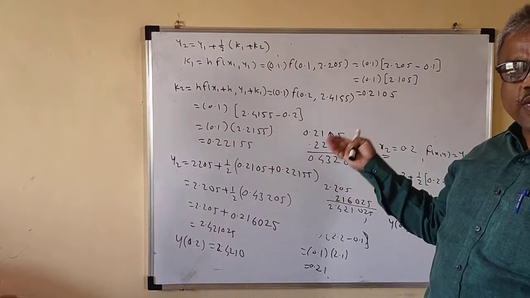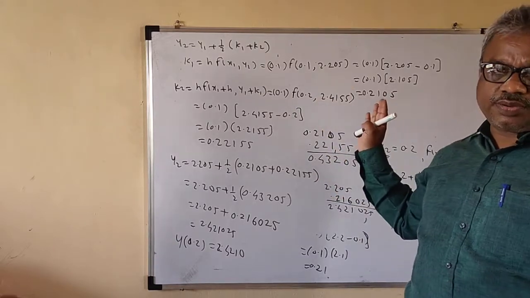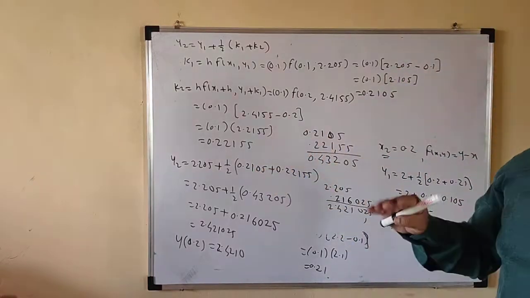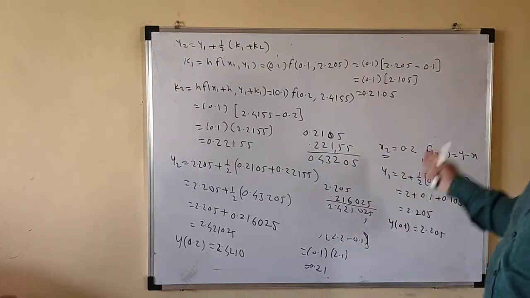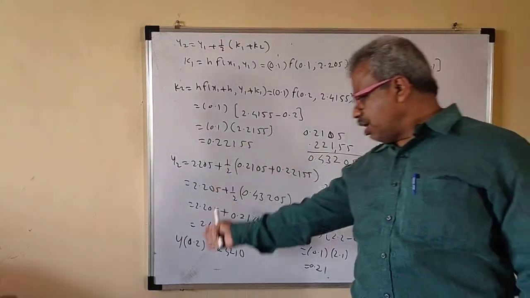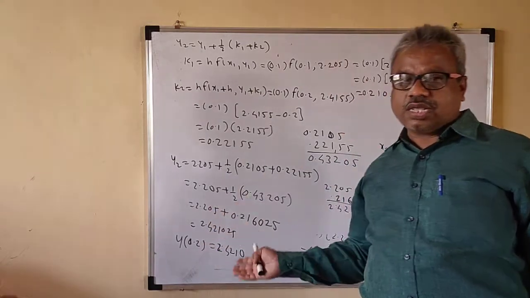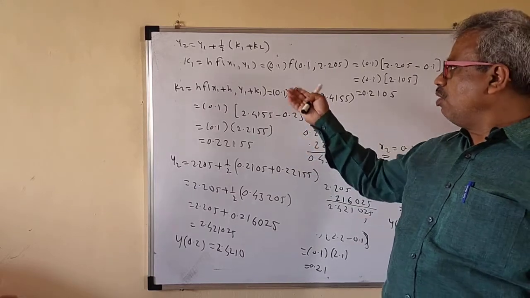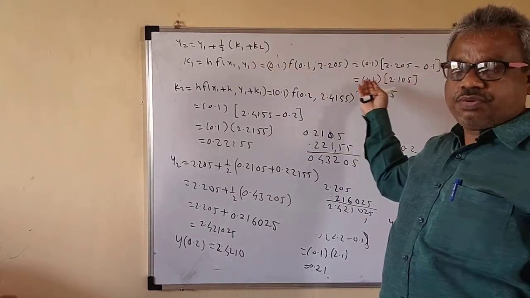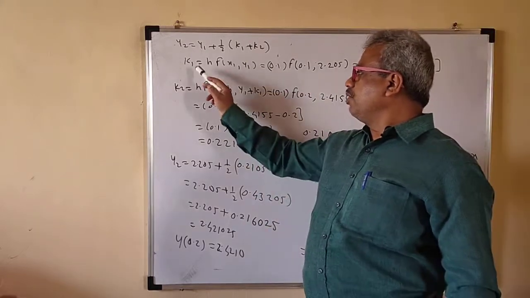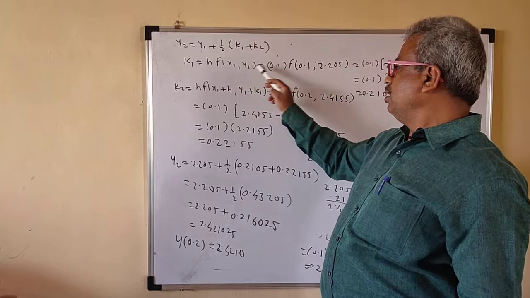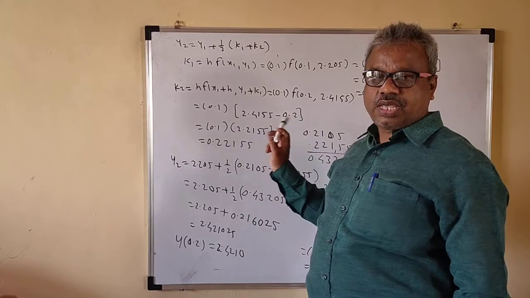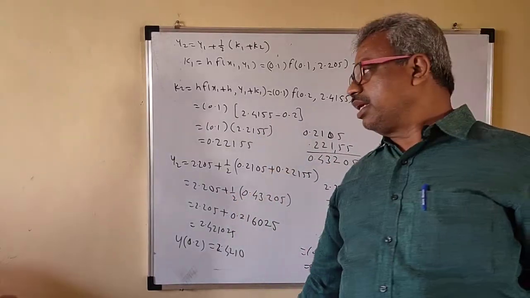The crucial part is to write the formula for K1 and K2 correctly, and for y2 as well. If you want to find y of 0.3, then you also have to find y3, and for y3 you will need K1 and K2. For y2 you used K1 and K2, and similarly for y3 your K1 is f of x2, y2, and your K2 is f of x2 plus h, y2 plus K1. That is the formula for K1 and K2.